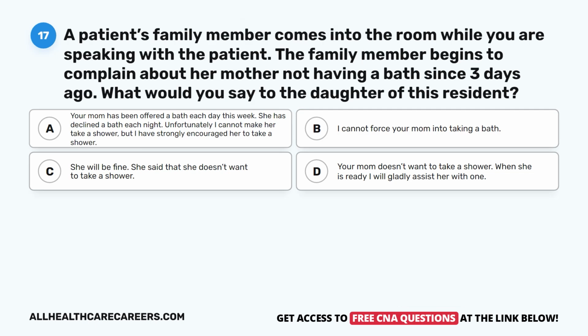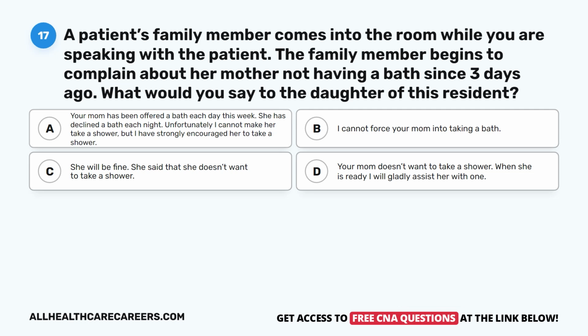A patient's family member comes into the room while you are speaking with the patient. The family member begins to complain about her mother not having a bath since 3 days ago. What would you say to the daughter of this resident? A. Your mom has been offered a bath each day this week. She has declined a bath each night. Unfortunately, I cannot make her take a shower, but I have strongly encouraged her to take a shower.